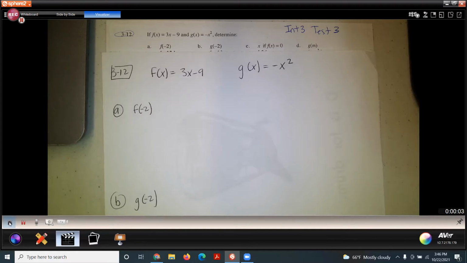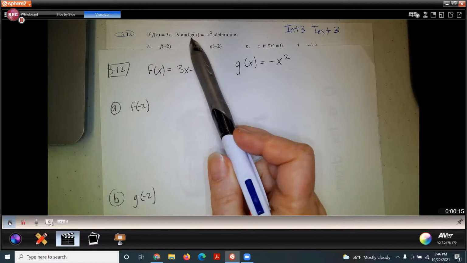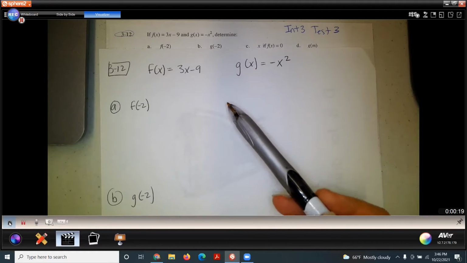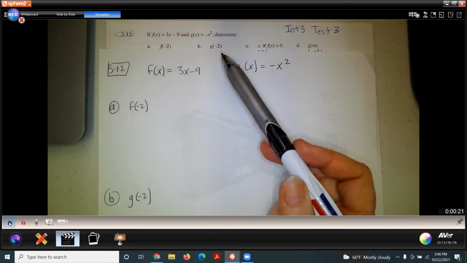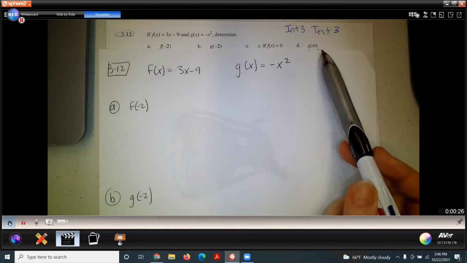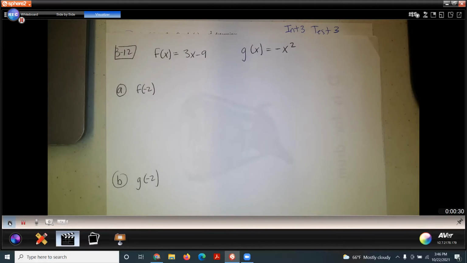Here's integrated 3. This is a problem that was actually on your test, and it's homework problem 3-12. It says if f of x is 3x minus 9 and g of x is negative x squared, determine, and then it has a, b, c, d: f of negative 2, g of negative 2, x if f of x equals 0, and g of m. So I'm going to go ahead and go through all of these.